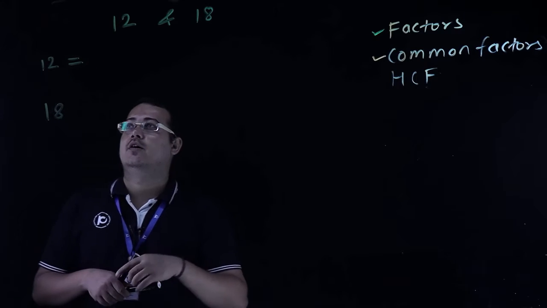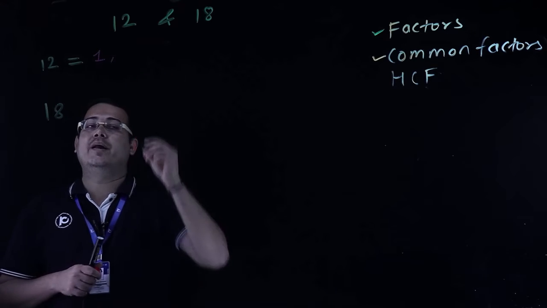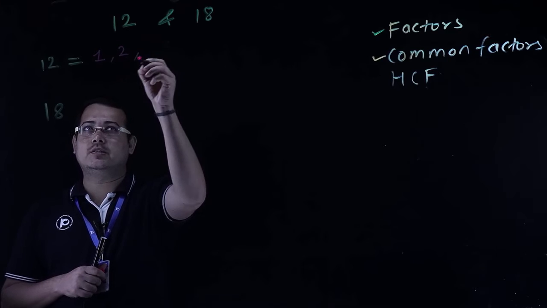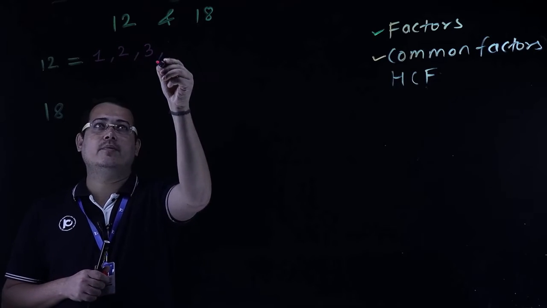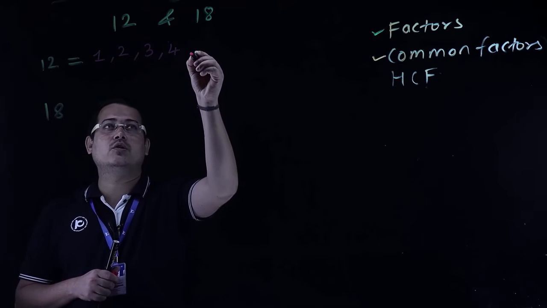So let's start. The factors of 12: 1 is a factor. 12 is also in the table of 2, so 2 is also a factor. 2 sixes are 12. Now it is coming in the table of 3 also, so 3 is also a factor. It is also in the table of 4, so 4 is also a factor.